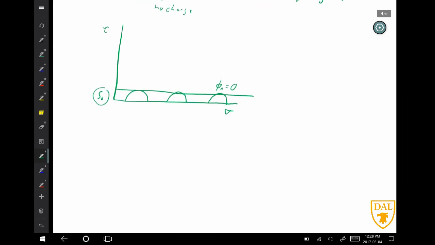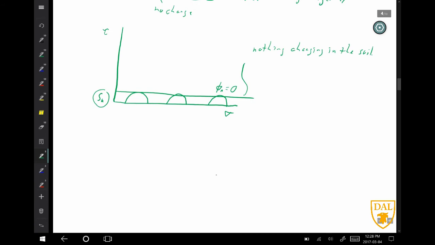Some people use different parameters. Well, first, let me write a little note here. Nothing changing in the soil. So it's experiencing the same behavior. So it has the same strength.